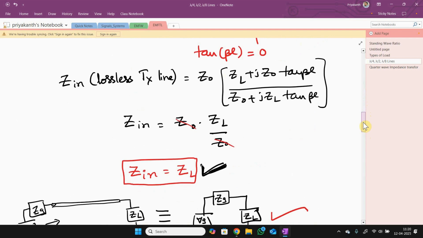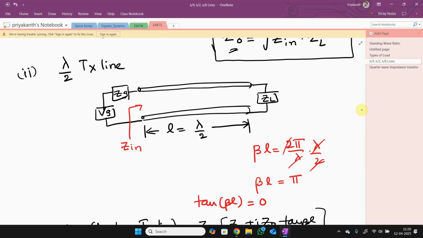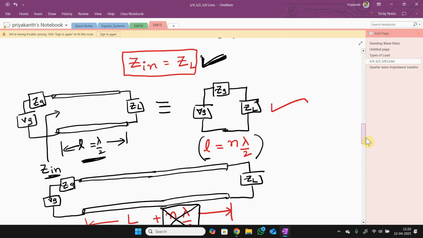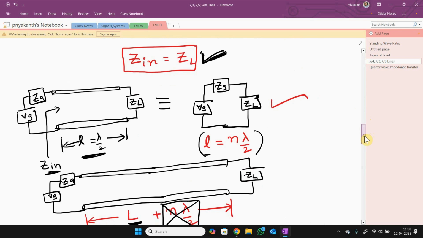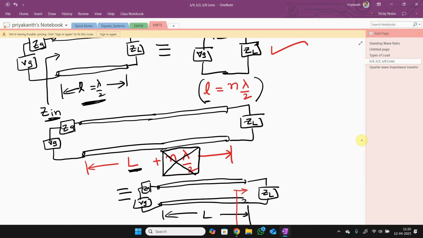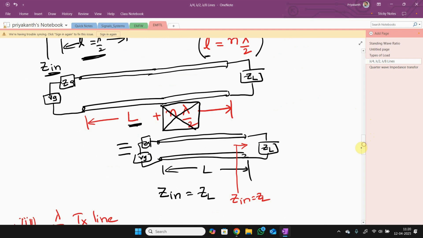So this result is very interesting, that when I calculate Zin and you got this is equal to ZL, that means that there is no need for a transmission line which is connected. So this is equivalent to directly connecting the source to the load. This concept of half wavelength transmission line is used to reduce the length of a transmission line whenever it is required. That means when I use a transmission line having length of some L plus n times lambda by 2, the n times lambda by 2 length can be removed, and it is directly equivalent to only the length L of transmission line connected from source to load. This is used in reducing the length of a transmission line.